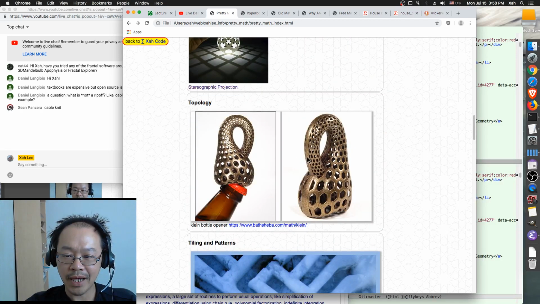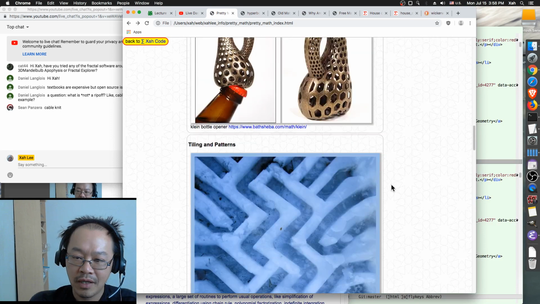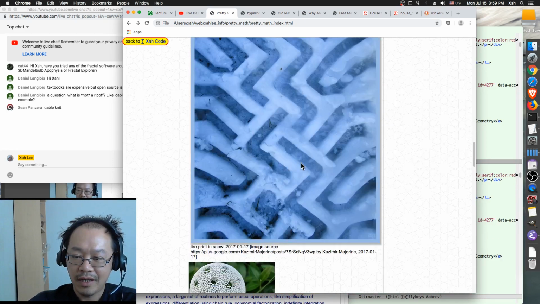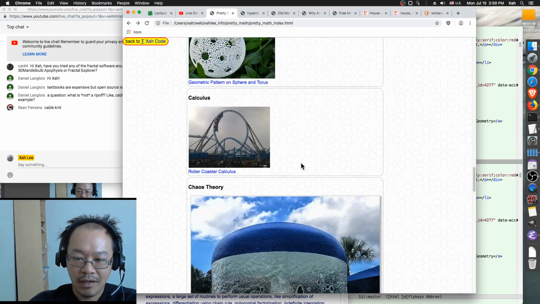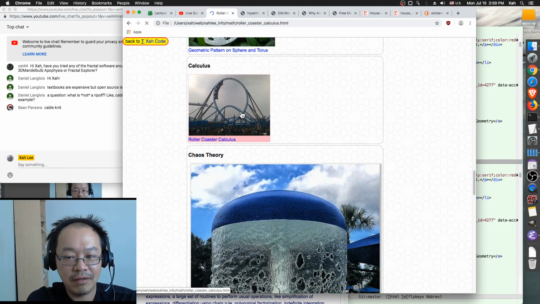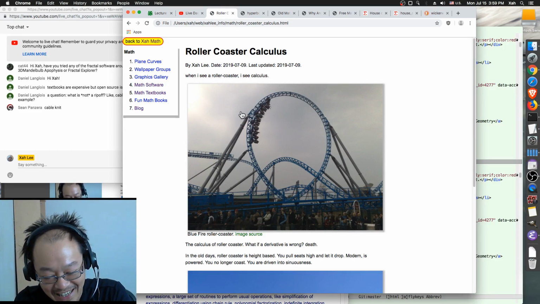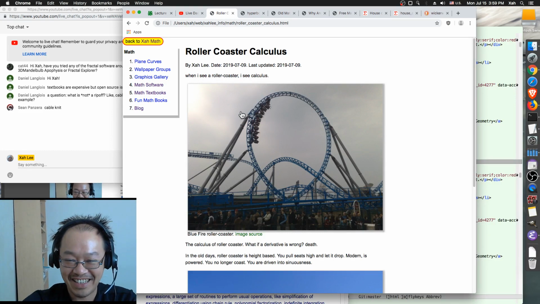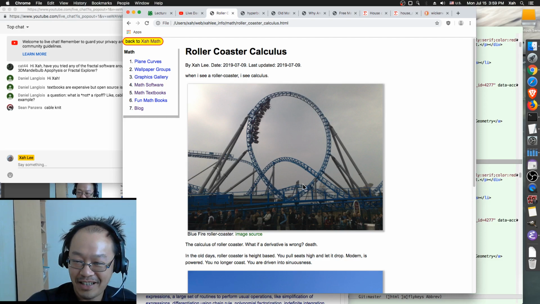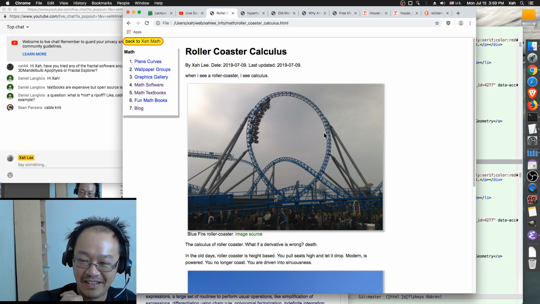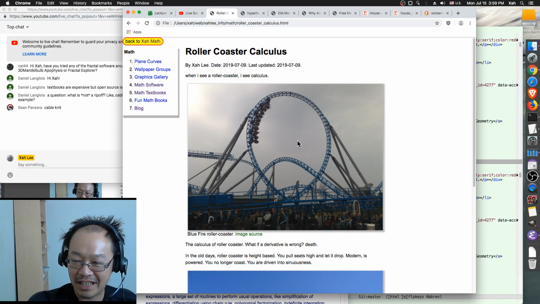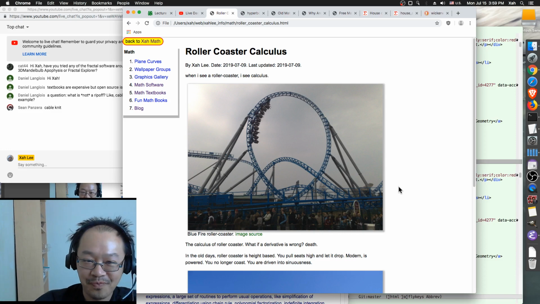And you have this Klein bottle, it's under topology. Then you have these tilings and patterns, and then you have this roller coaster, which I classify under calculus. This is most typical of calculus. You want to study the speed, the inertia, the kinetic energy and things like that when you build a roller coaster. Then you have to do derivatives and integration.